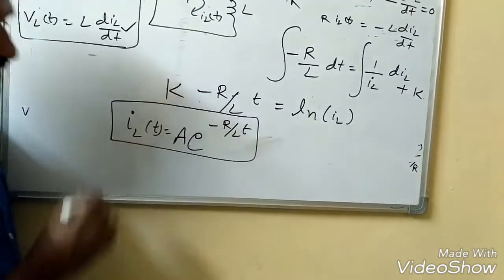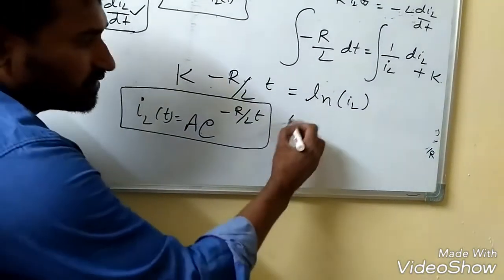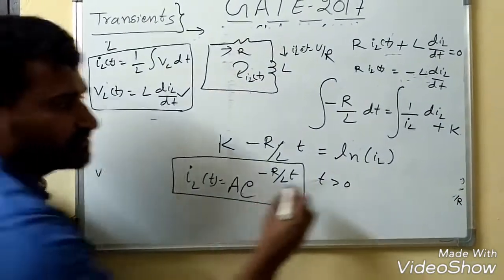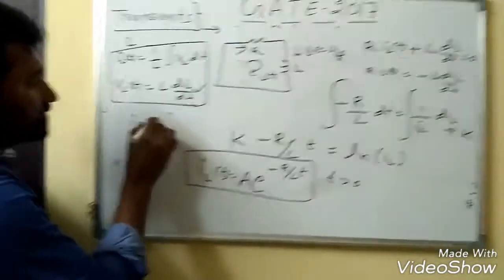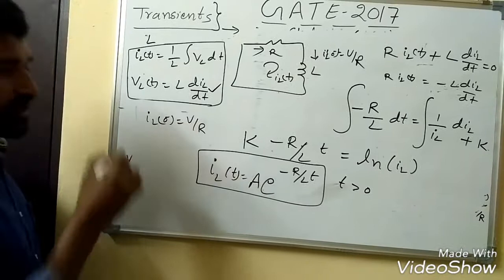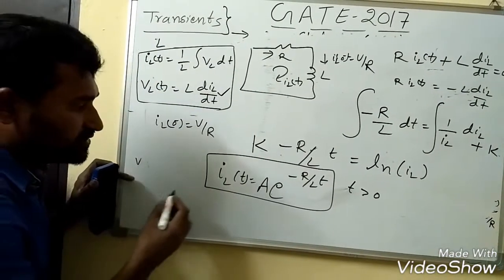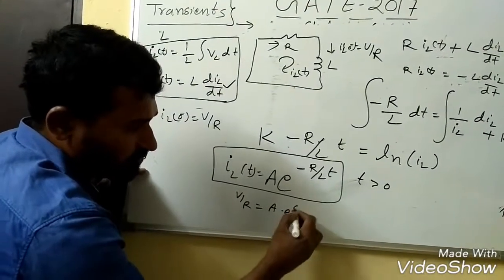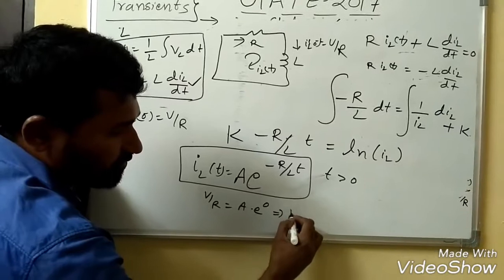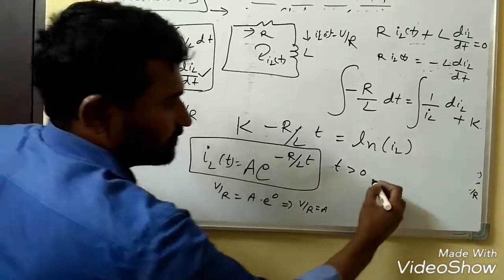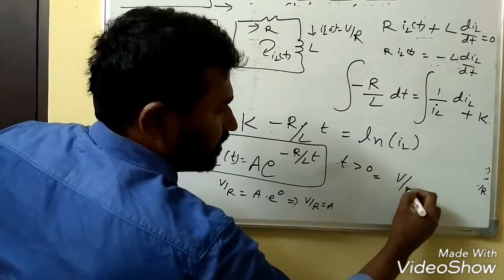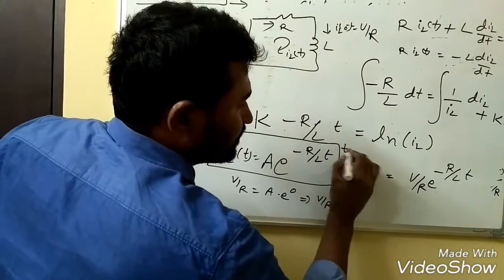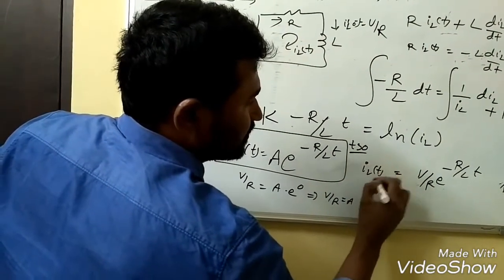Now this is the current expression when t greater than 0. But this has A. Now how to find this value? Because we know that IL of 0 minus is already V by R, equal to IL of 0 plus. That means at t equal to 0, this is the value. So V by R, if I substitute, the exponential is 1 only. So A is nothing but V by R. So the final expression is V by R into e power minus R by L into t. This is the IL of t for t greater than 0.